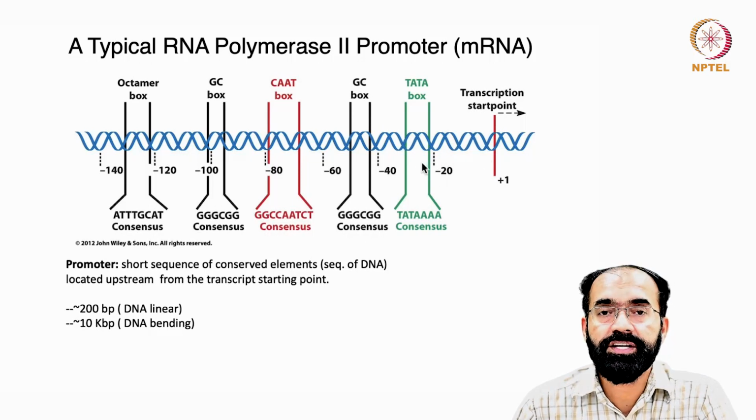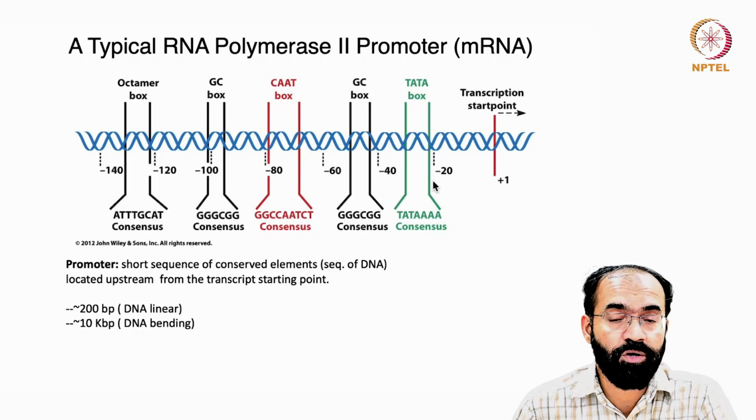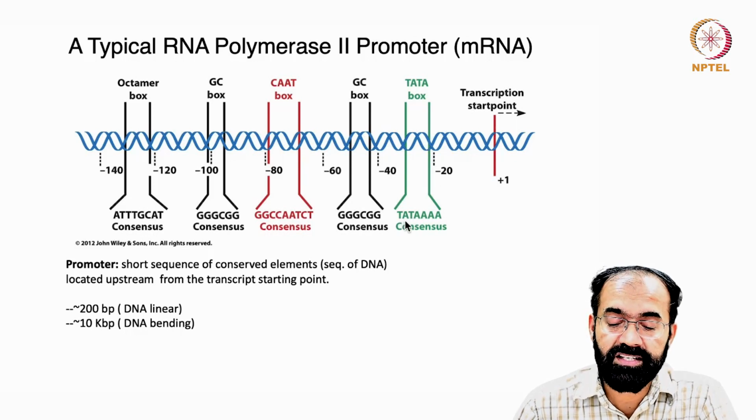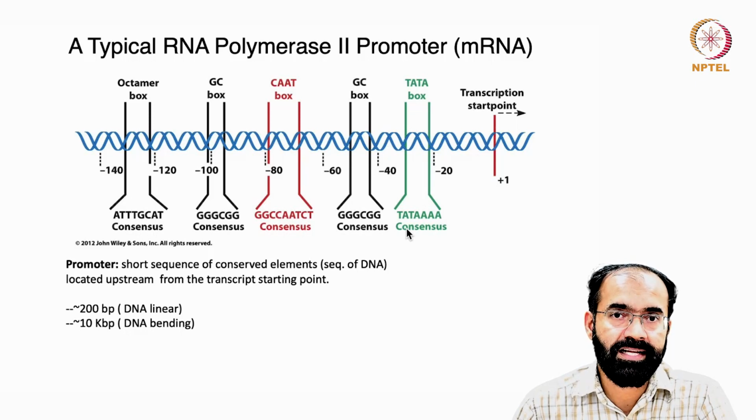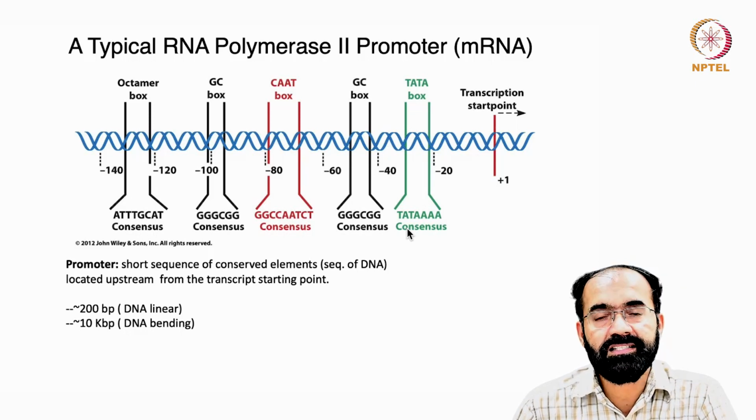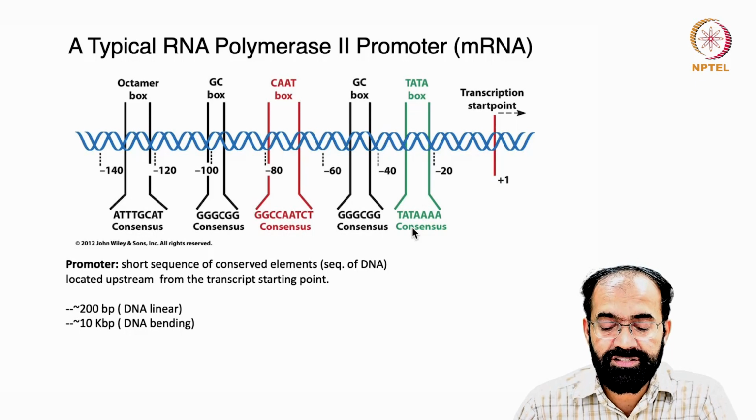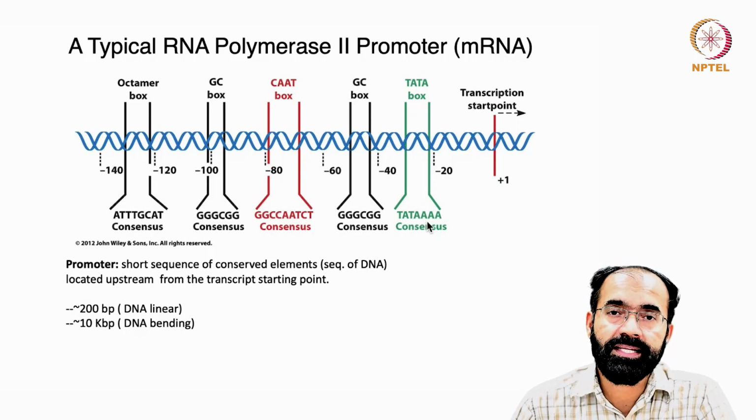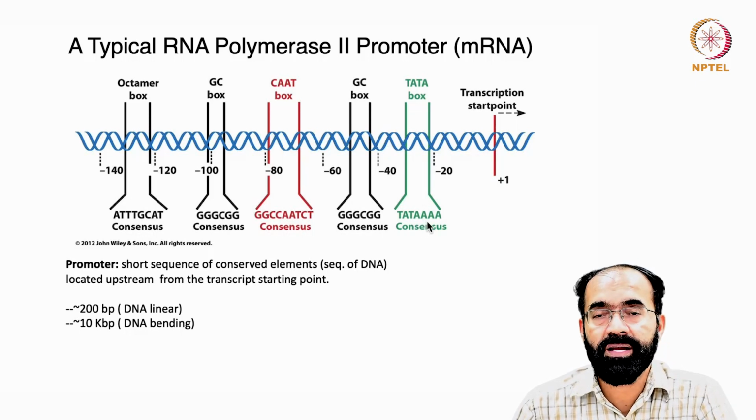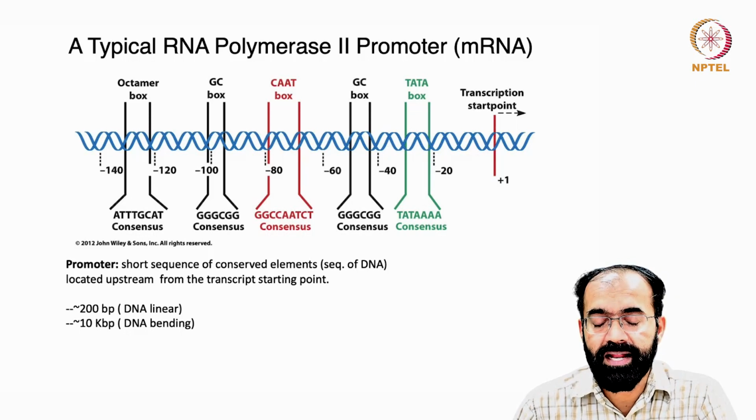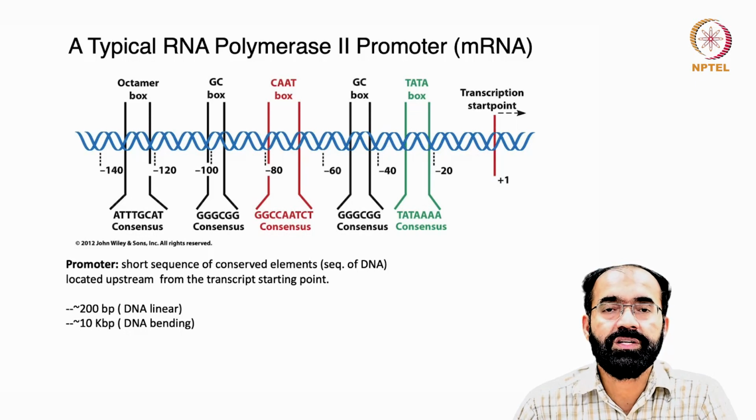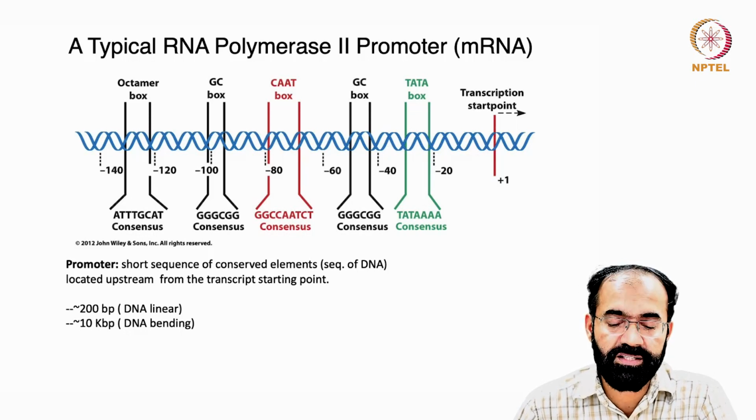Up around the -20 region you have the TATA box, and the TATA box has a consensus sequence TATAAAA. Consensus basically means something predominantly or commonly seen. That is the meaning of consensus. This doesn't mean that every gene must have only this sequence. It will allow maybe one base alteration, etc. But usually, unlike the neighboring parts, this consensus sequence is more or less going to be the same.